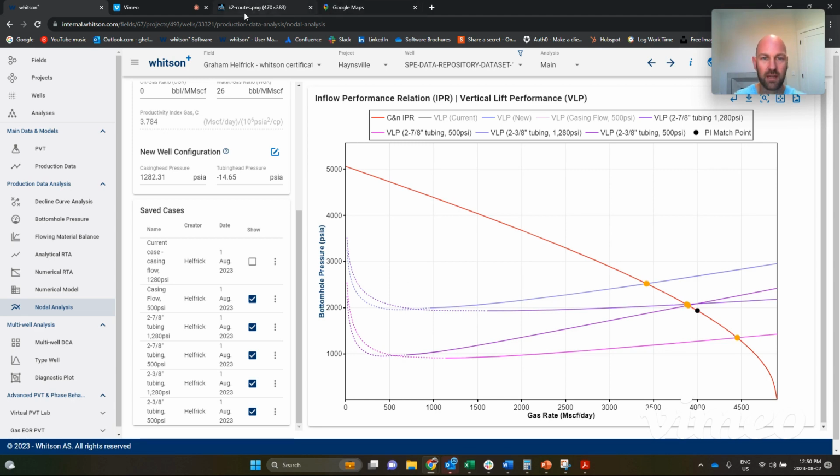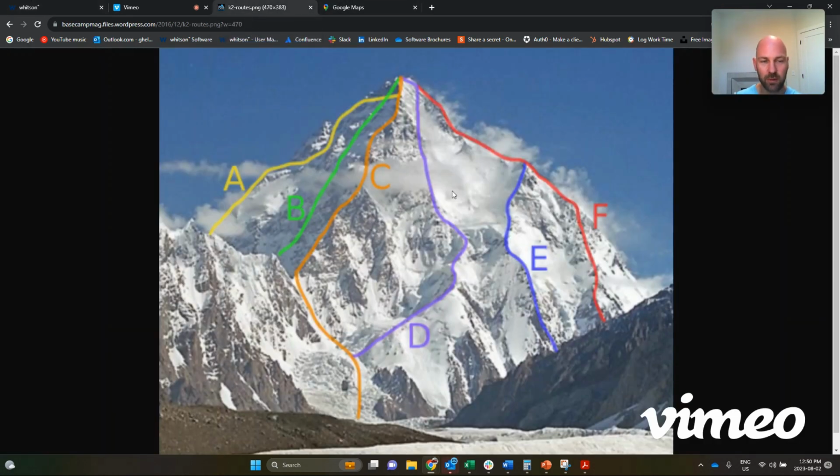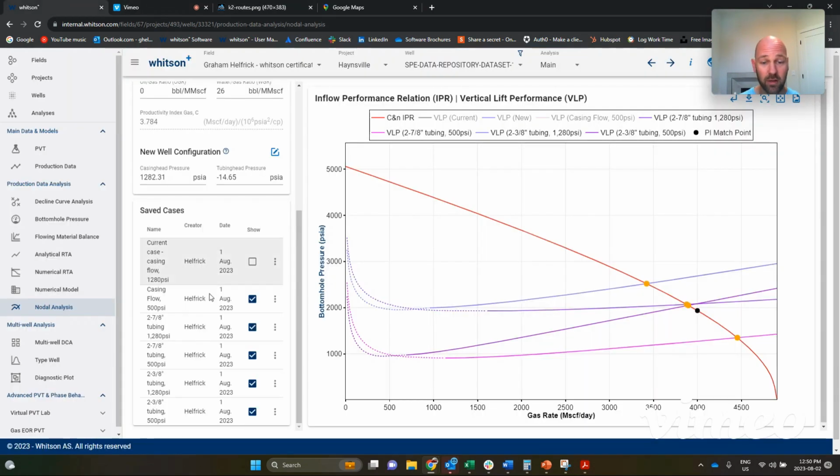So just like when we're planning routes to the top of K2, again, our goal is to get to the top. There's lots of different ways we can get there. As production engineers, we also want to consider all of our different routes to delay liquid loading. And the point is that within Whitson software, we can do it really quickly and easily.